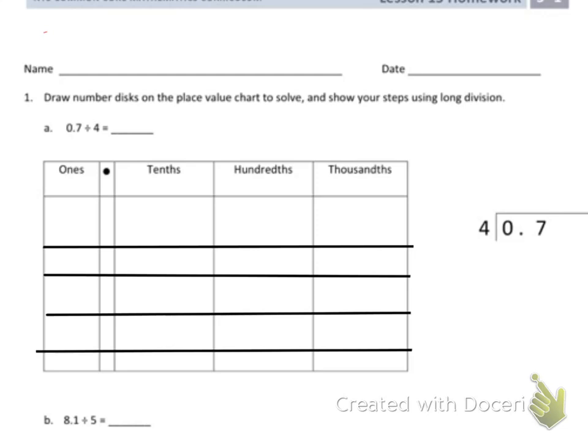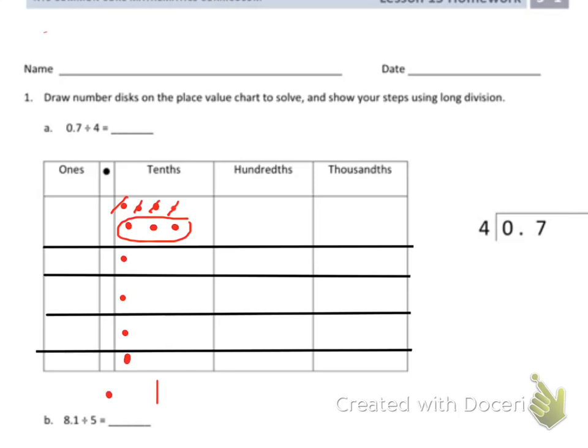So we're going to find the tens column, and what we want to do is put 7 disks in the tens column. So we're going to go ahead and do 1, 2, 3, 4, 5, 6, 7. And I went ahead and divided it into 4 sections already on the bottom. So we're going to now split them up with 1, 2, 3, 4. Each of those sections got 1, and we have 3 as a remainder. So we have 1 in the tenths section.